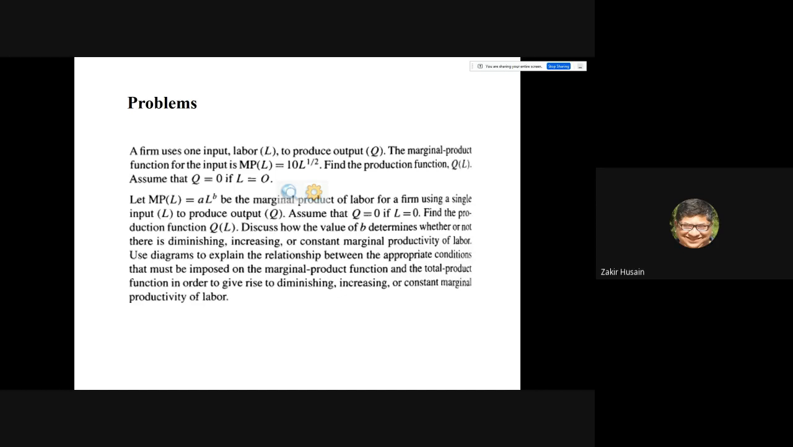The function is a into L to the power of b, plus you have got some additional things. You have to draw the functions. And you have to say what value conditions must be imposed on a and b, so that you can get diminishing, increasing or constant marginal product of labor.